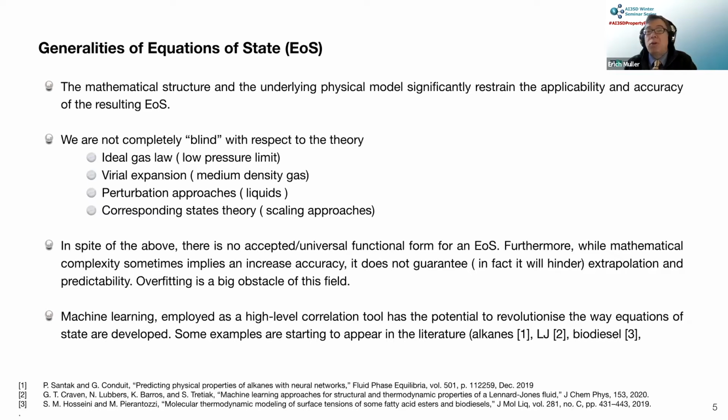So machine learning, in view of the above, might be a very interesting high-level correlation tool, and has the potential to revolutionize the way that equations of state are developed. And in the literature, I just plucked out 3 simple examples that are starting to appear for different types of systems, for different types of conditions, and for different types also of properties.